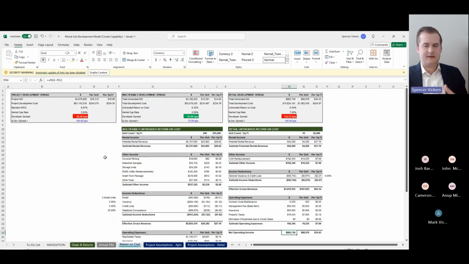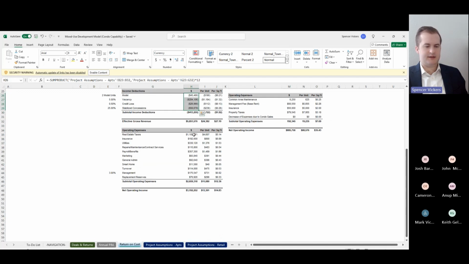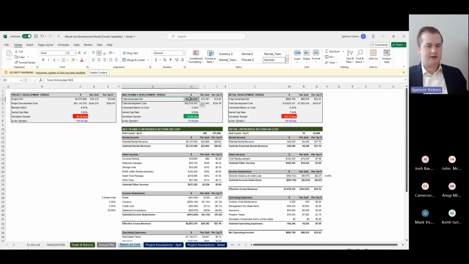Return on cost. This is a really great sheet that I put together. It looks at your project development spread, which is a blend of the multifamily development spread and the retail development spread. So what that means is, based on the assumed income for a project, using today's numbers, right? Today's rents, today's other income, today's income deductions, and today's operating expenses. What would be your net operating income, if this project was fully stabilized today? So that number flows up here as your total untrended NOI.